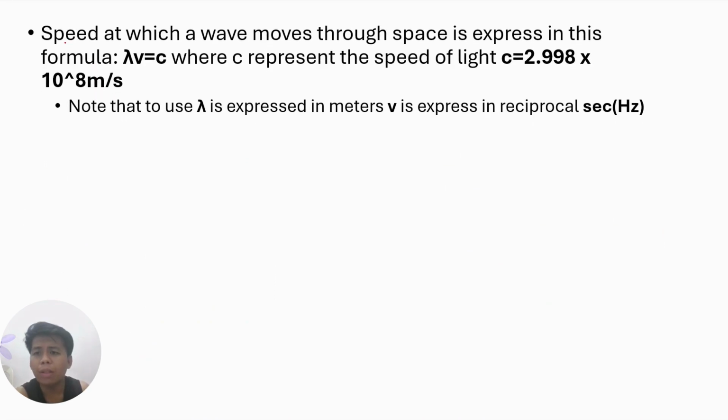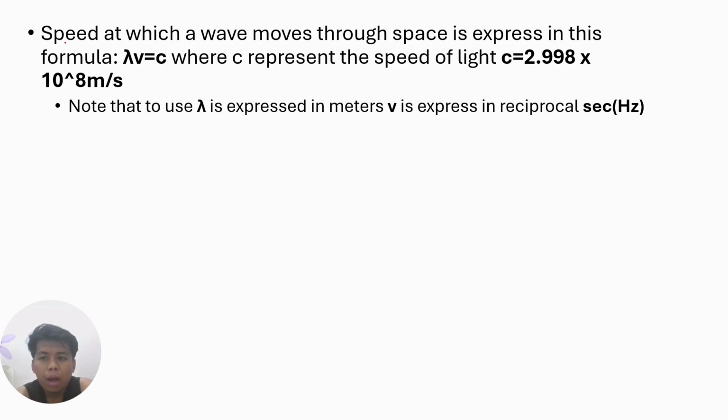Now let's talk about this. The speed at which a wave moves through a space is expressed in this formula: lambda times the frequency is equal to c, where c represents the speed of light. Take note that the speed of light is constant. c is equal to 2.998 times 10 to the power of 8 meters per second.